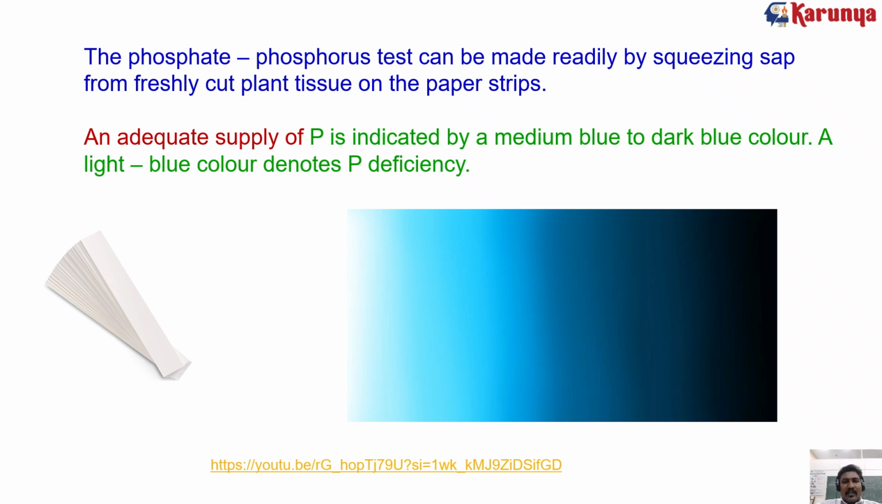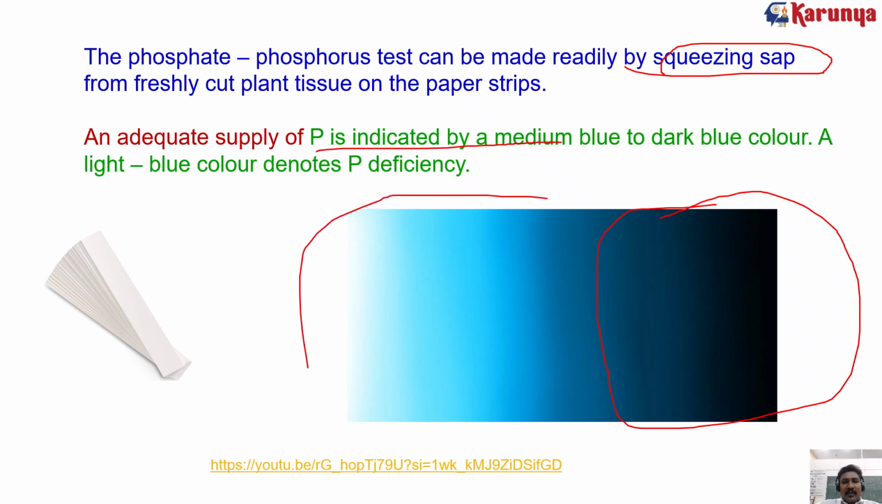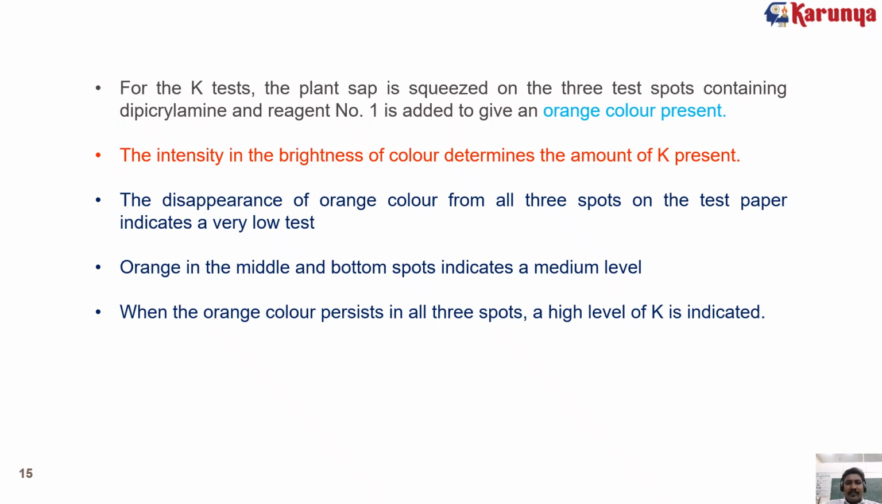You can see, again, squeezing the cells out from the plant onto the paper strips. You have to keep an adequate supply of phosphorus, indicated by medium blue to dark blue color. So this portion is an adequate supply of nutrient, and these shades showing very light blue indicate phosphorus deficiency, and you have to add some phosphorus input immediately.